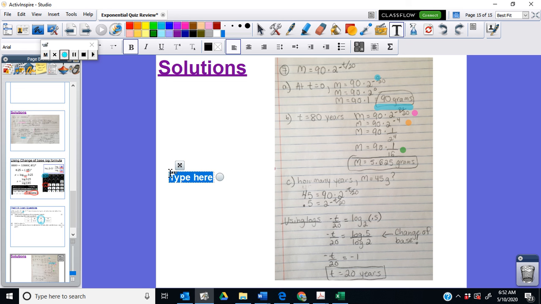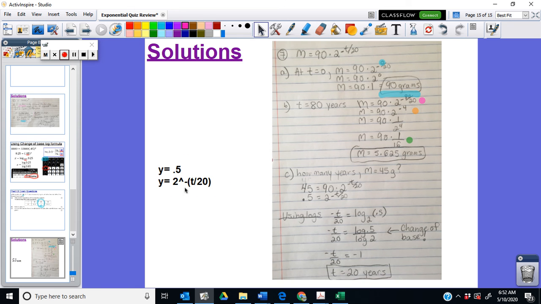If you're using your graphing calculator and you don't want to use logs, do y equals 0.5 and y equals 2 raised to the negative t over 20 power. I would encourage you, when you're in your graphing calculator, to put this exponent in parentheses so the calculator knows that the t and the 20, or t divided by 20 is the whole exponent. And then find the intersection of those two lines. Or, I'm sorry, this would be a line and this would be a curve.